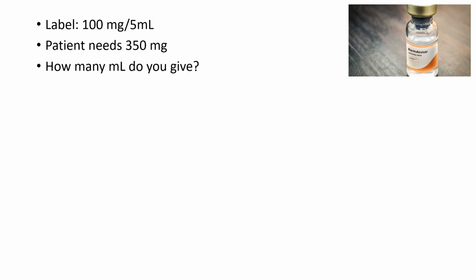And you are told to go dose up a patient with remdesivir. The label for remdesivir is 100 mg for 5 milliliters, which means that for every 5 milliliters of medication that you pull out of that bottle, it has 100 milligrams of the actual drug in it. Your patient needs 350 milligrams of remdesivir. How many milliliters are you going to give to your patient?